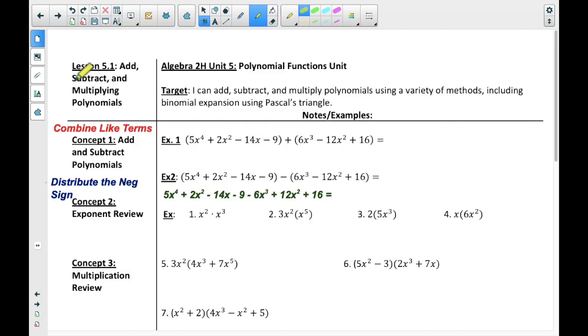Hi everybody, today's video is covering lesson 5.1, which is on adding, subtracting, and multiplying polynomials. The first video today is going to be very basic. I think it will be information that you already know, so it'll be a quick review.